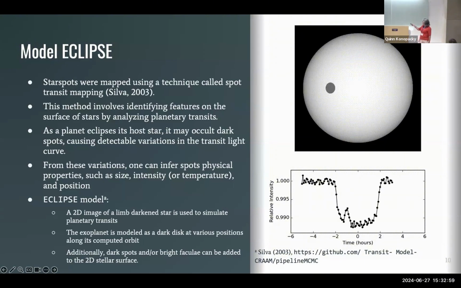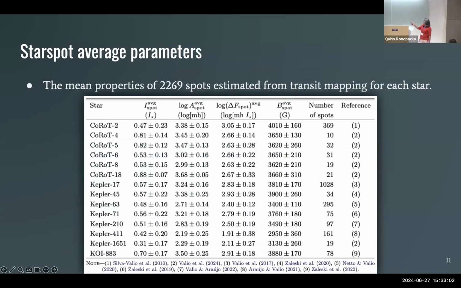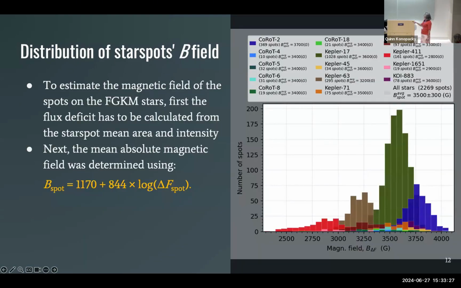But moving on. From these 14 stars and from the transits of their 17 planets, we were able to map 2,269 spots. You can see that some of them have very few spots, but Kepler-17, for example, had over 1,000 spots. We only model, of course, the signals that are above 3 sigma of the residuals. Here we apply to those over 2,000 spots the linear relation that we obtained from the sunspots. And so here are the 14 stars color-coded for the histograms of the magnetic field.